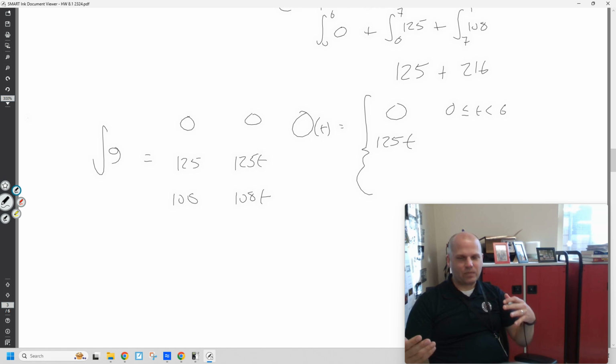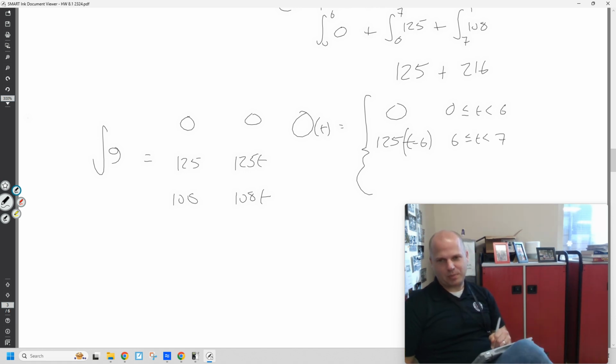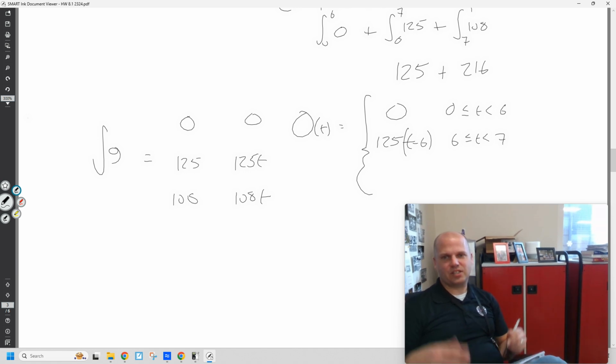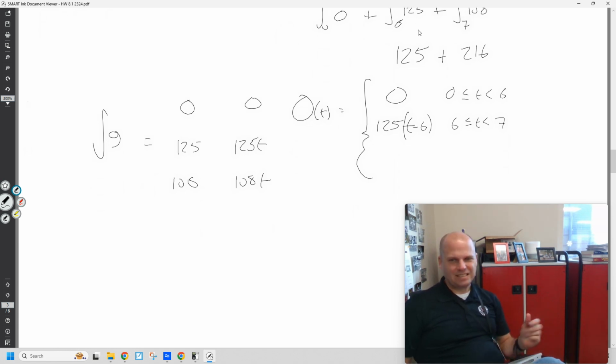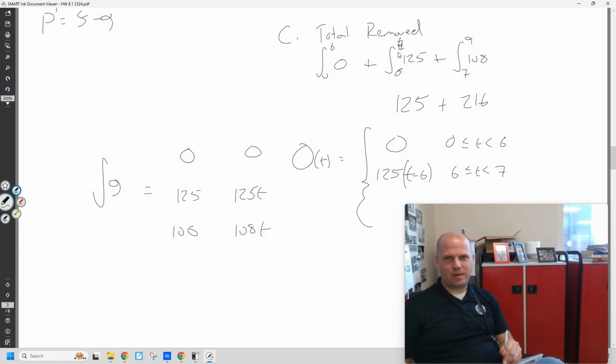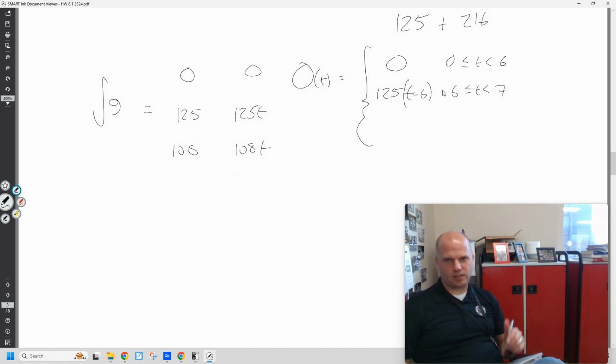Now, it's tricky, and again, I don't want to worry you about it. I need to be able to plug in 6 and get 0, and plug in 7 and get 125. I adjust this by putting a t minus 6, so that when you plug in 6, you get 0. It's almost like we take the antiderivative and plug in t, and take the antiderivative and plug in 6. But that's tricky, so don't worry about it. If you're stressing out about this, don't stress about it. This is what I care about: you understanding that. That's what's important.